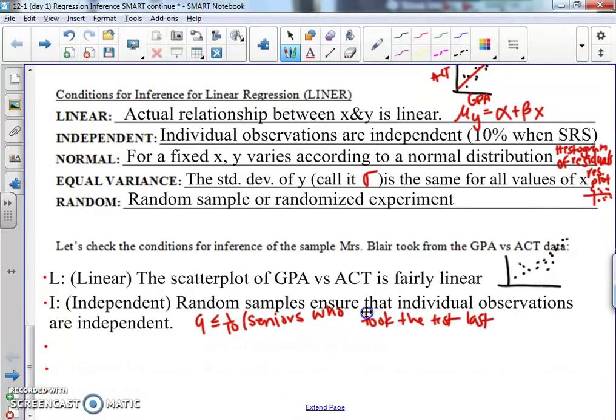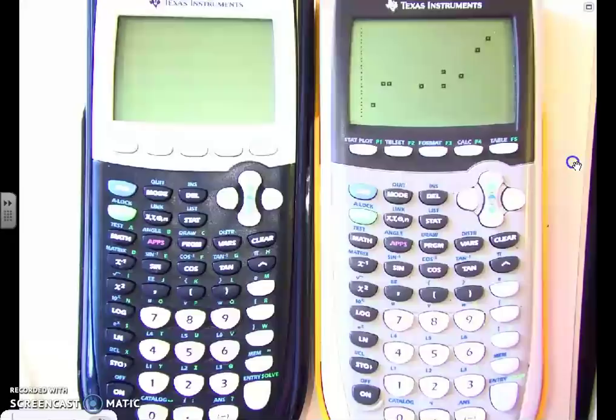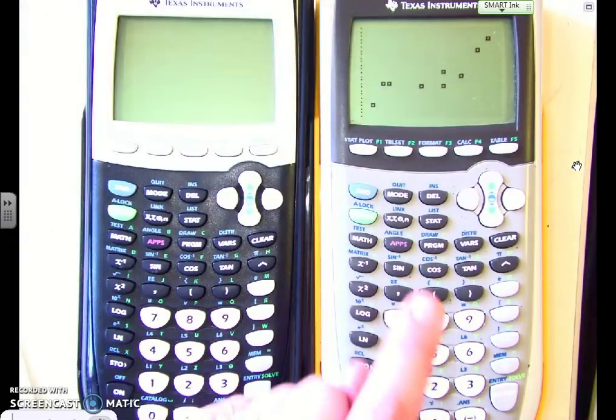So this is the place where you have to add in the 10% condition if you took an SRS. If it's an experiment, you don't need to worry about it, but if it's an SRS, you need to put the 10% condition. Okay? Now again, if we're using a normal distribution, we have to check the normal condition. I said above, to do the normal condition, you want to look at a histogram of the residuals. So here's what that looks like.